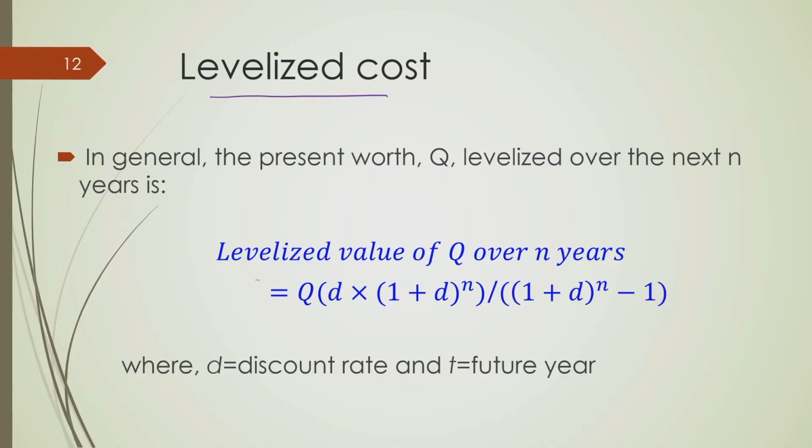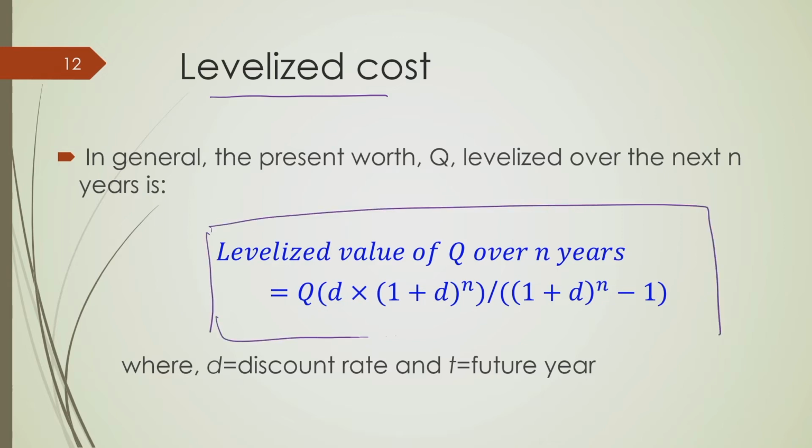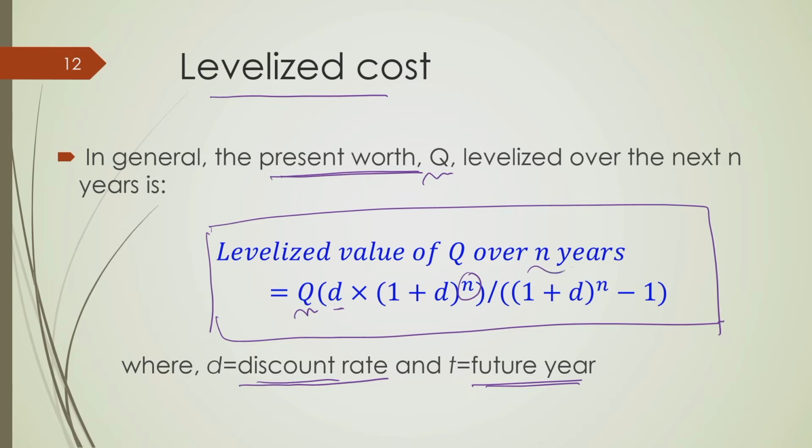Now, how do we determine this levelized value or levelized cost? So, this is the expression through which we can derive this levelized cost, where you know that capital Q is basically the present worth of a particular planning or time varying planning, and small d, as you know, is the discount rate, and t is the years for the planning. Here you know t is not given, basically instead of that n is given. So, n represents the number of years. So, if your n is equal to 20, that means it is a plan for 20 years, or planning horizon is equal to 20 years.